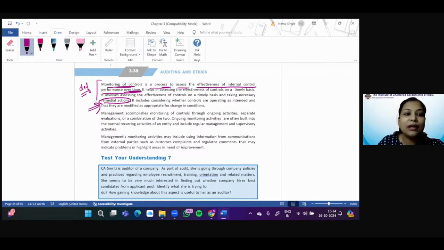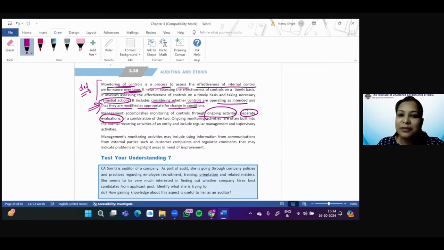So what remedial action am I taking here? It includes considering whether controls are operating as intended and that they are modified as appropriate for changes in condition. So if some changes are required, then the remedial action can be taken and modification can be done. Now, it is possible that such monitoring can be done through ongoing activities or through separate evaluation.